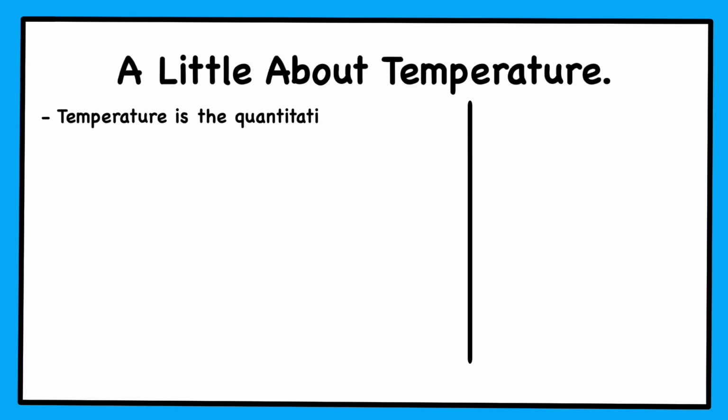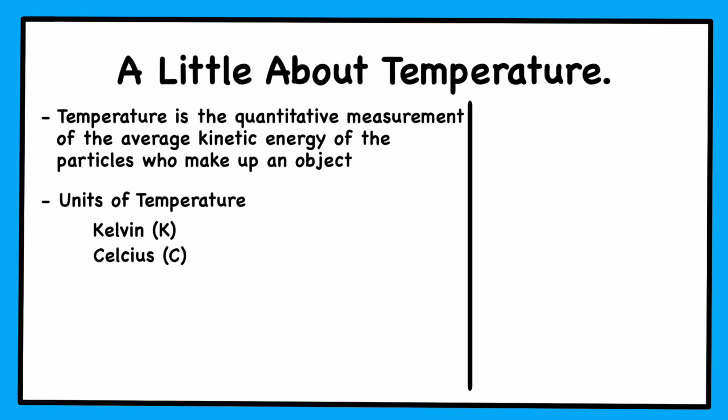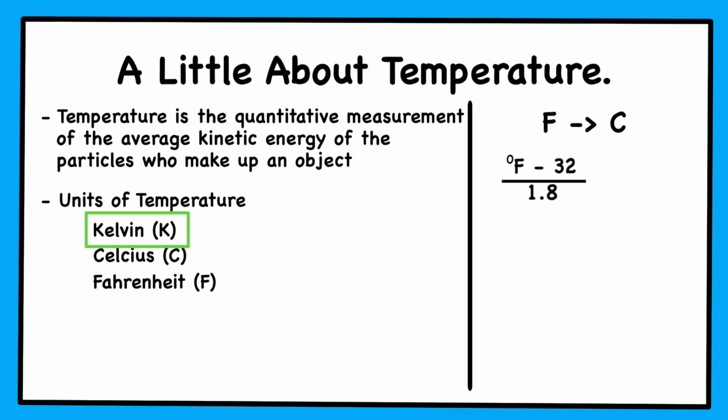So temperature is the quantitative measurement of the average kinetic energy of the particles that make up an object. There are 3 units used worldwide to represent temperature. They are Kelvin, Celsius, and Fahrenheit. As I've said previously in this video, we are in the science world, so we are going to convert everything to Kelvin. So here's how we convert temperature to Kelvin. If you're given something in Fahrenheit, you are going to have to convert to Celsius, then to Kelvin.